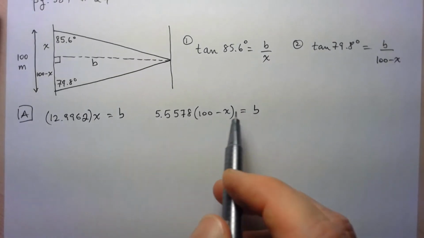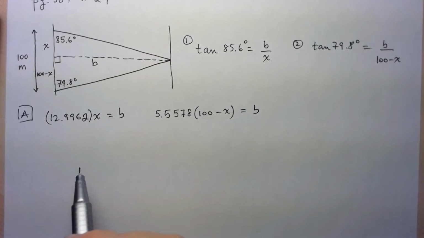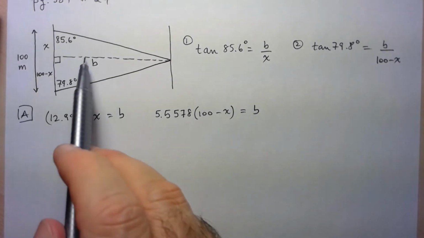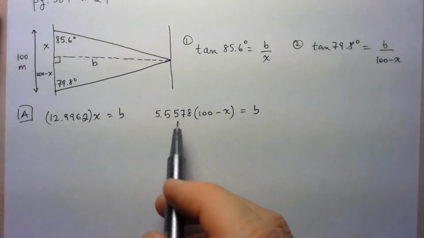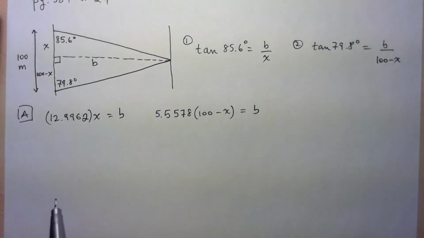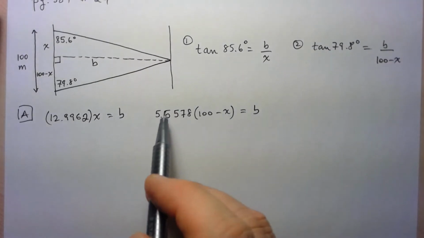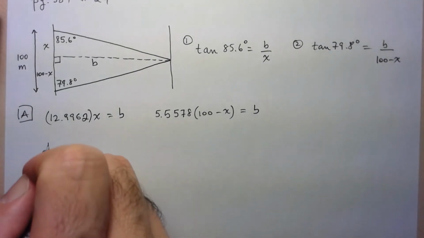Now since the b's are already isolated, I think I'm just going to do a substitution from this point. Even though b is what I'm looking for, I think it's just easier to do the substitution, solve for x, and then go back and find b afterwards. Okay, so I'll replace this b by this expression here.